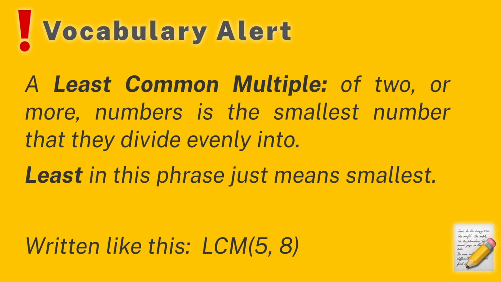I am so excited about this one. Alright, so what we're going to talk about today is common multiples and common factors. Last episode we looked at prime factors, which are going to be extremely useful for us today. Let's get into it. A least common multiple of two or more numbers is the smallest number that they divide evenly into. Least in this phrase just means smallest.